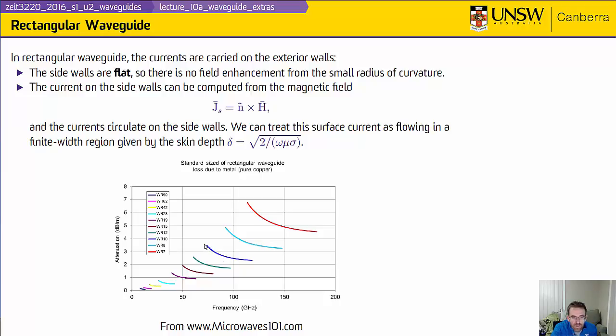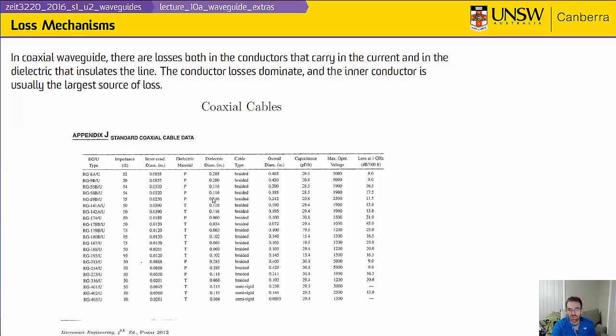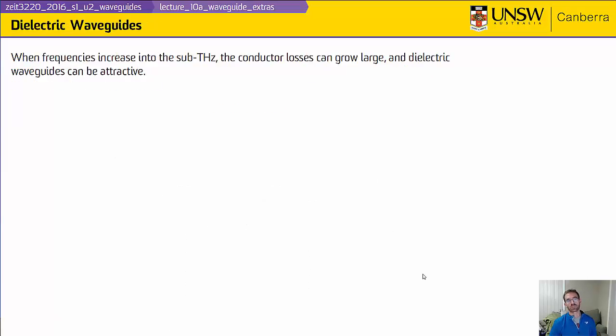I got the wrong one for WR90. WR90 is down here, right? And so the loss in the X band is going to be a fraction of a dB per meter. And so we can see that the losses are significantly lower in waveguide than they are in coax, as we saw in the previous, because in the coax.